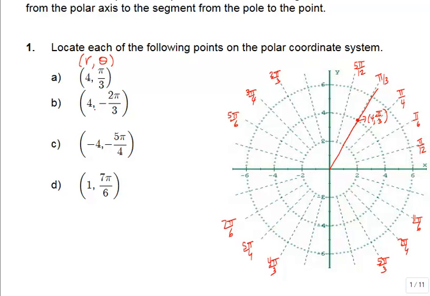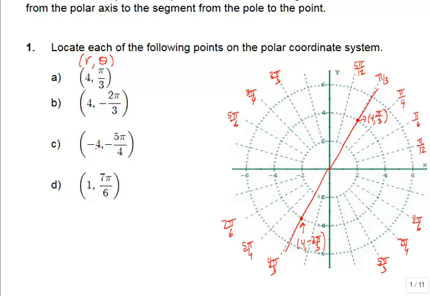Now if we go to 4, negative 2 pi over 3, find your angle first. So normally 2 pi over 3 would be up here in quadrant 2. So negative 2 pi over 3 would start along that positive x-axis and go clockwise. So that would actually be along this ray down here. And we want to go a distance of 4 on it. So again, we're going to go to that circle that has a radius of 4. And we're going to put a dot at where that circle would intersect this ray. So this point right here is 4, negative 2 pi over 3. Now notice the next one.